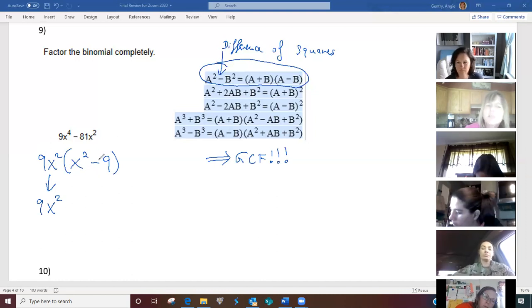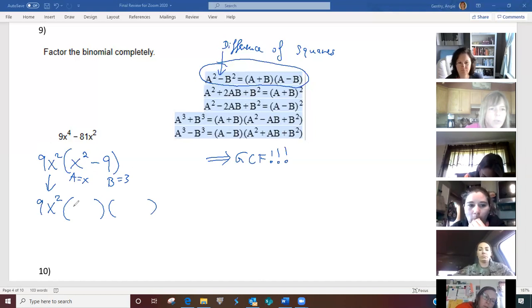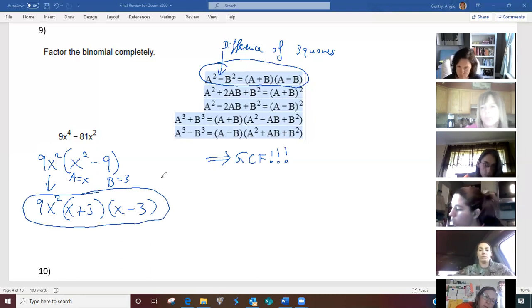Well, is it a difference? Yes, it's a minus. It wouldn't work if it's a plus. This is a difference, yes. Something squared, yes, that something is x. Something squared, yes, that something is 3. And then you say, a squared minus b squared is a plus b and a minus b. And now this is completely factored. Now, if you had another squared here somewhere, you would want to be careful and say, maybe I can do more. So let me show you the other.